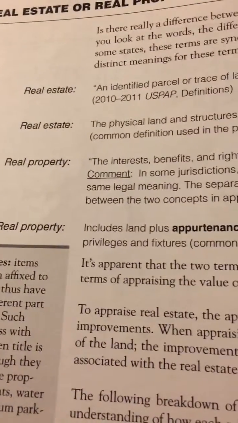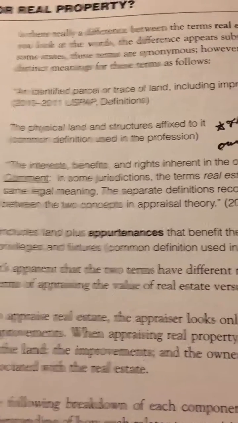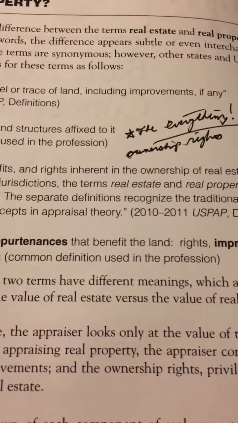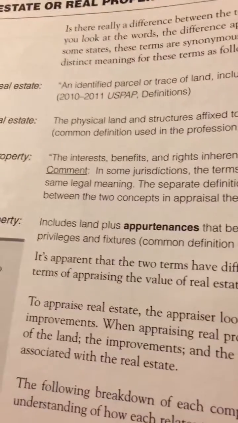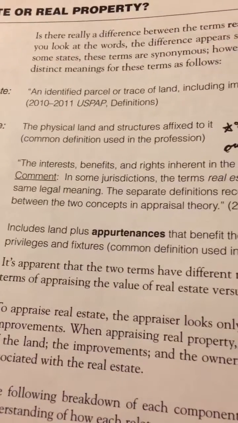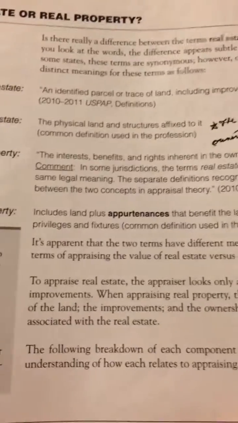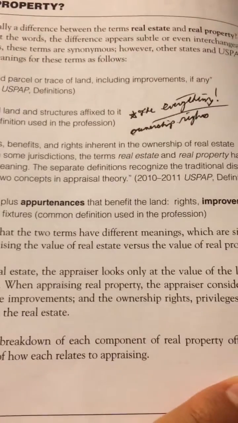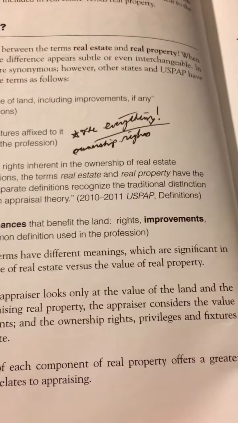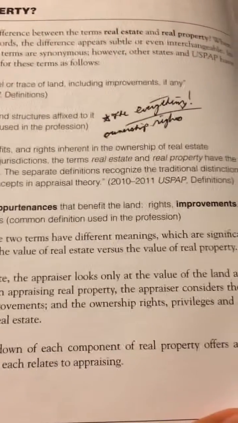Real property includes land plus appurtenances that benefit the land, rights, improvements, privileges, and fixtures. Common definition used in the profession. It's apparent that the two terms have different meanings, which are significant in terms of appraising the value of real estate versus the value of real property.